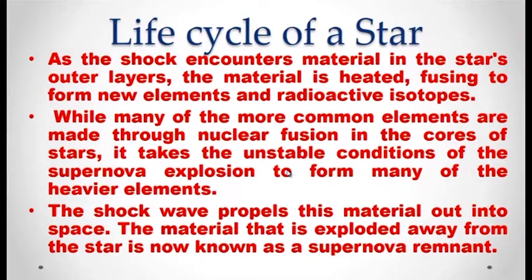As the shock wave encounters material in the star's outer layer, the material is heated, fusing to form new elements and radioactive isotopes. Thus, in the universe, many radioactive isotopes can be found. While many of the more common elements are made through nuclear fusion in the cores of stars, it takes the unstable conditions of the supernova explosion to form many of the heavier elements. The shock wave propels this material out into space. The material that is exploded away from the star is known as supernova remnant. So this is how supernova remnant is formed.